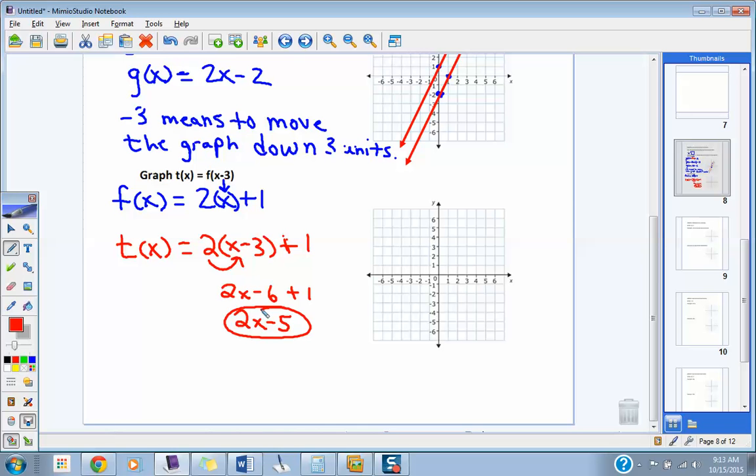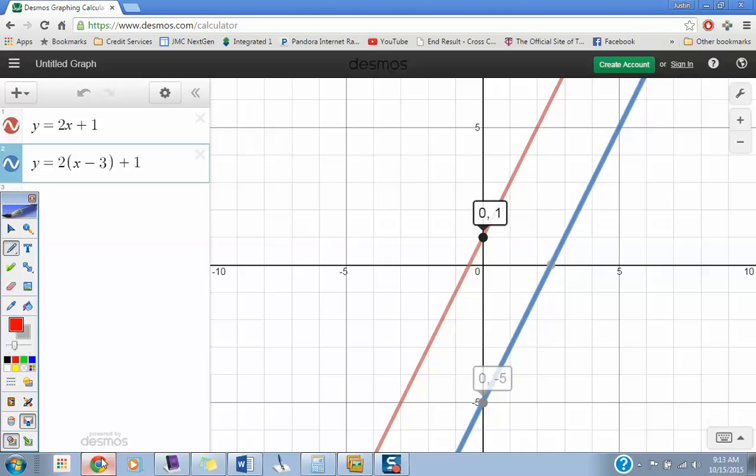Back to decimals right here. This is what I put in like that. When I graph this right here, the 2x minus 5, do I have a minus 5 as my y-intercept? That worked, didn't it? How about my slope of 2? Rise 2, run 1. Is that checking out? It is, isn't it? Okay.